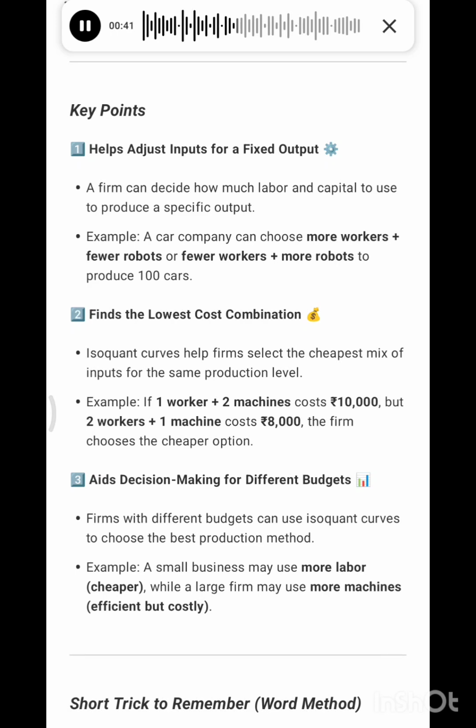Example, if 1 worker plus 2 machines costs $10,000, but 2 workers plus 1 machine costs $8,000, the firm chooses the cheaper option. 3. Aids decision-making for different budgets. Firms with different budgets can use isoquant curves to choose the best production method. Example, a small business may use more labor, cheaper, while a large firm may use more machines, efficient but costly.